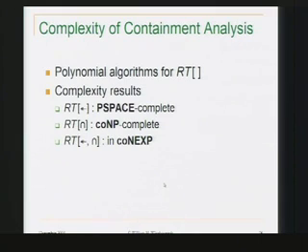And here are the results. It turns out that there are polynomial algorithms for basic RT. And then if you add linking, the complexity jumps up to p-space complete. If you add intersection, it becomes co-NP complete. And if you add both, we don't have a lower bound, but we know it's in co-non-deterministic exponential time.